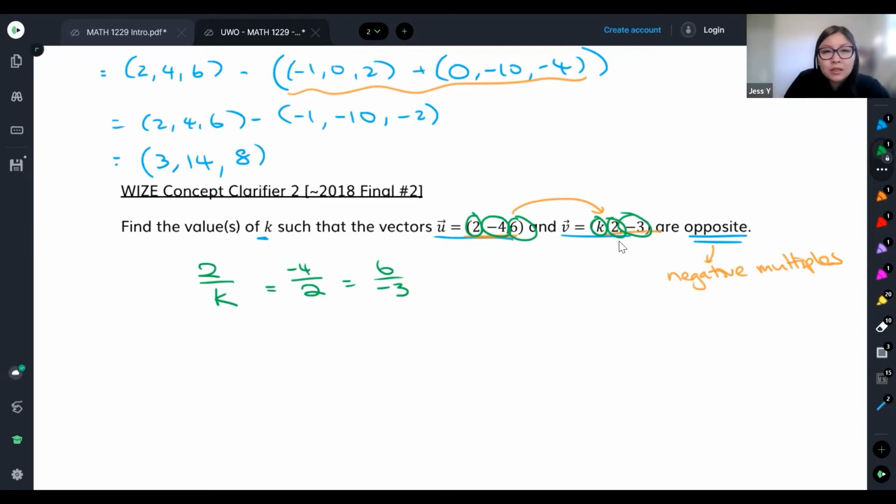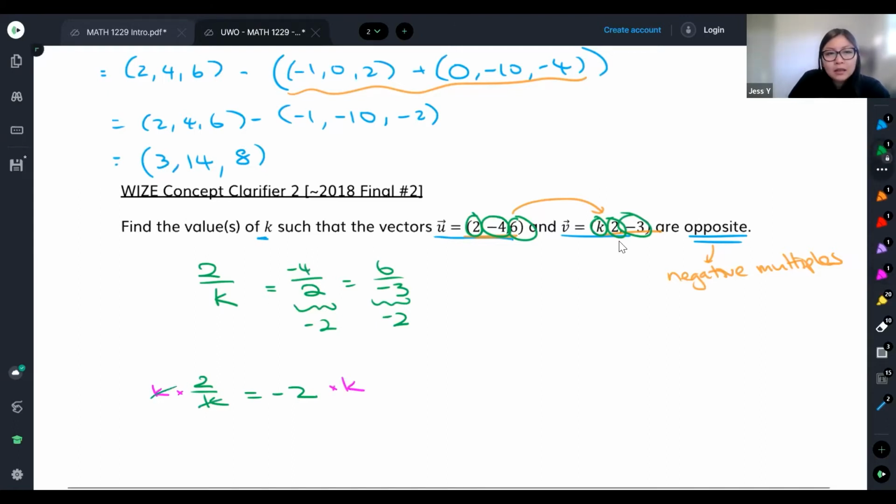So if you divide these out, negative 4 divided by 2 is negative 2, 6 divided by negative 3 is negative 2. That's good. That means we have the same number here, meaning that to get from one to the other, we have to multiply by negative 2. So from here, we get an equation, 2 over k has to equal negative 2. How do we solve this equation? Well, we don't like fractions, so let's get rid of the fraction, meaning we have to multiply both sides by k.